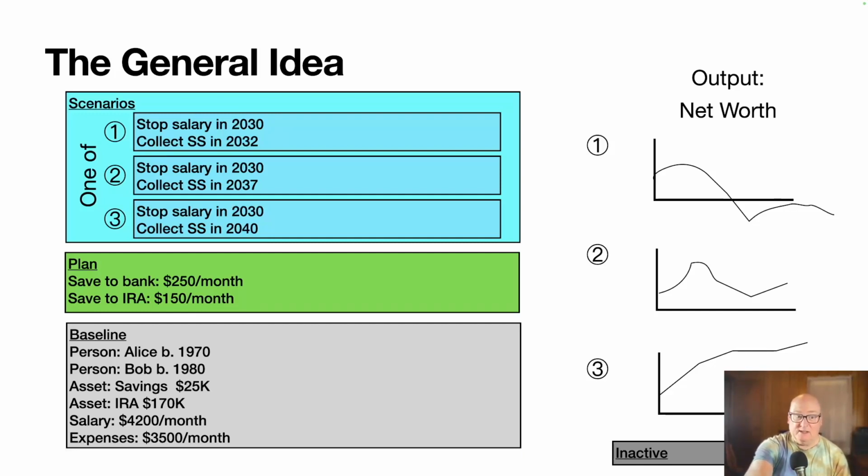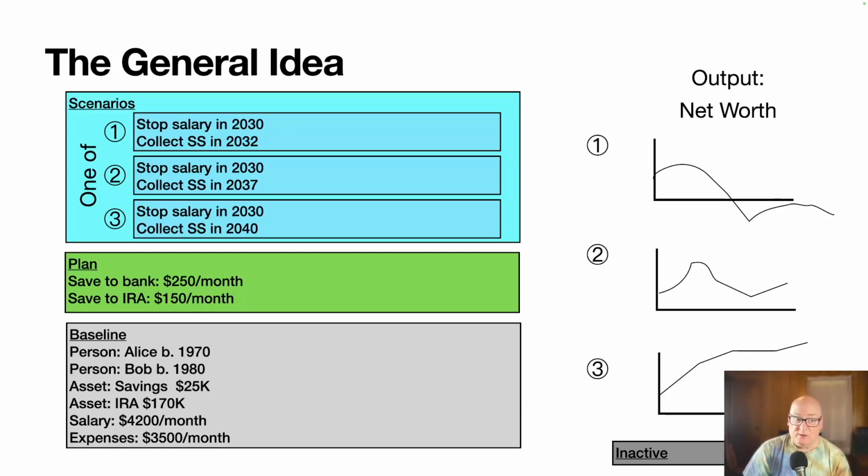The baseline, Alice is born in 1970, Bob's born in 1980. Both of them are presumed still alive. They have an asset that's a savings account with $25,000, an IRA with $170K. Their salary is $4,200 a month, and their expenses are $3,500 a month. Okay, so these, I guess those are facts. There's no interpretation or kind of what if to them. But then I want to be able to stack on what ifs on top.